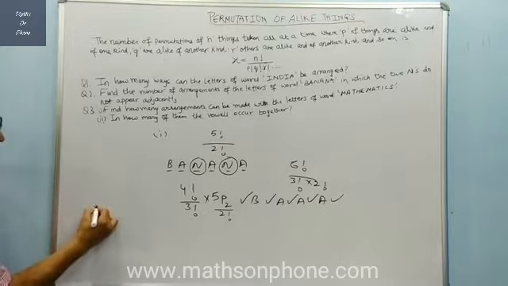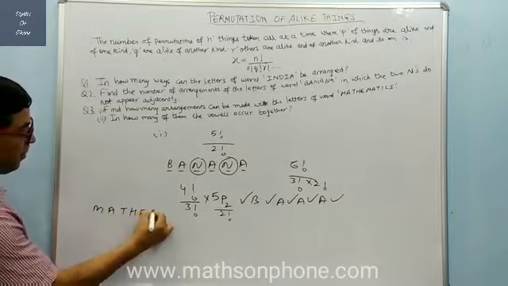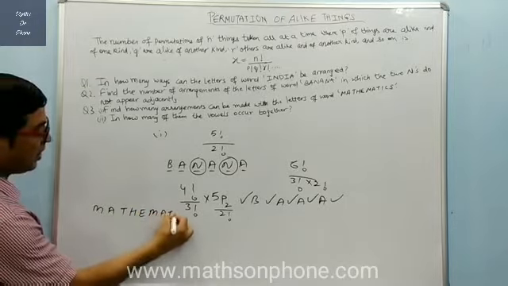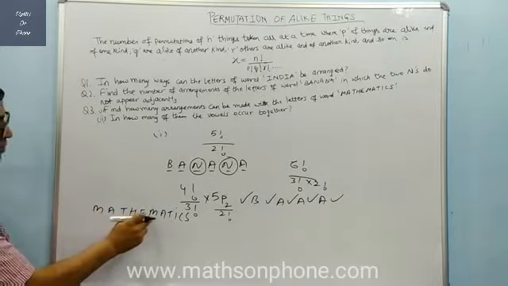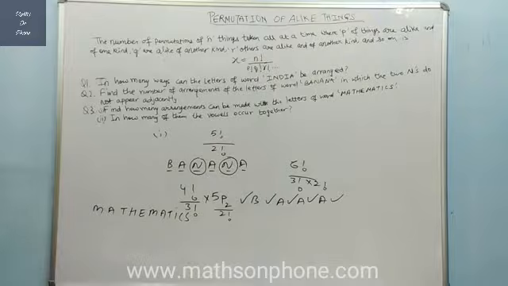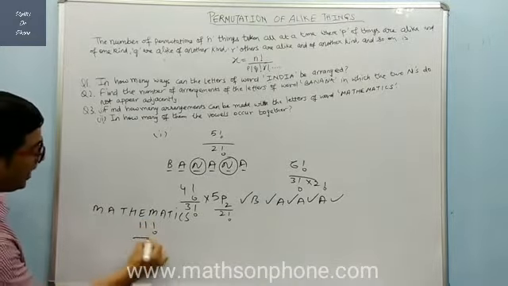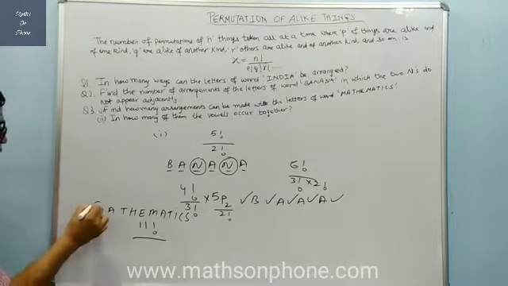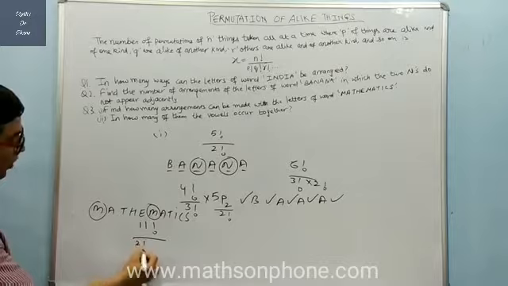Just firstly write the word and see its composition. 1, 2, 3, 4, 5, 6, 7, 8, 9, 10, 11. 11 letters are there. So total arrangement will be 11 factorial, very easy. And see now the repetition, 2 m's are there, so by 2 factorial.